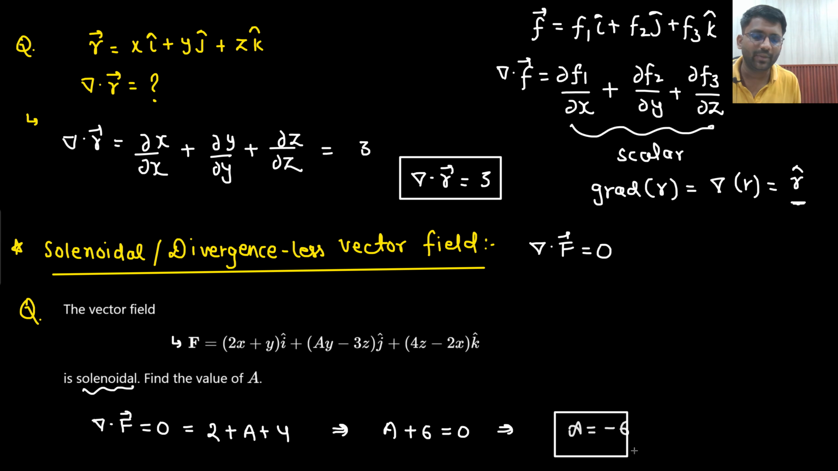What is the meaning of the vector field being solenoidal? That means del dot F would be 0. That's it. So the meaning of a solenoidal vector field is that del dot F should be 0 at all the points, at every point. So from here we got the answer A equals -6.